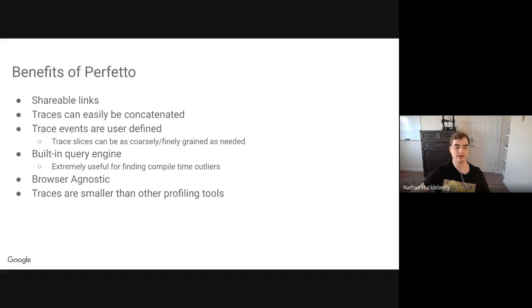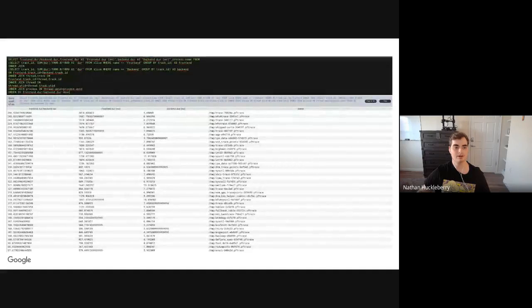There's also a built-in query engine that comes with Perfetto. So if you're on the Perfetto trace UI, you can just click this query engine. You can type in SQL queries, and you can analyze the data of all of your traces using SQL queries. Perfetto is browser agnostic, which is useful. I think Chrome tracing was limited to Chrome. And then traces are quite a bit smaller than other profiling tools, which is useful if you're doing a lot of them. So this is the query engine that I was talking about.